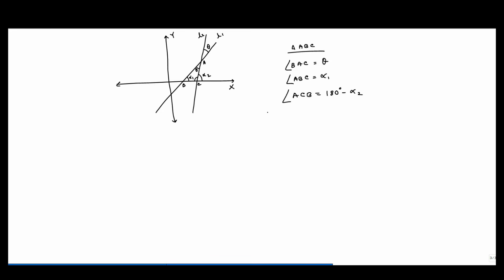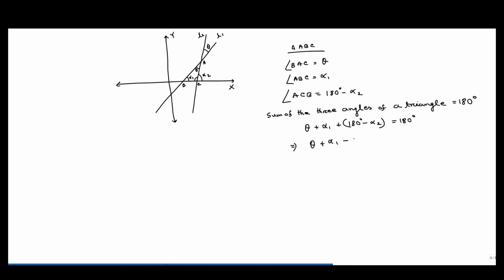And we know that the sum of the three angles of a triangle is 180 degrees. So if we add these three, we should get 180 degrees. So if we calculate this, then we will get this is 0. So theta will be alpha 2 minus alpha 1.